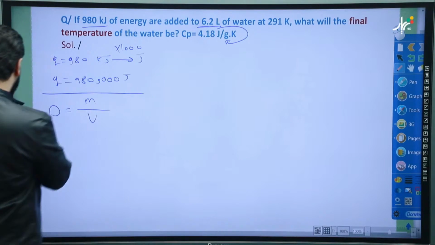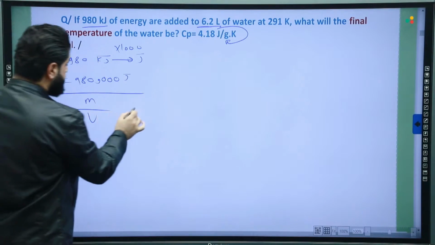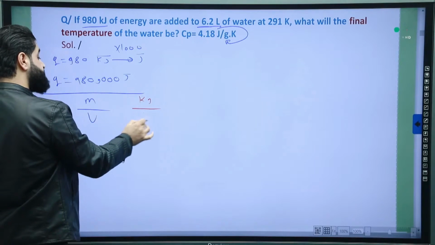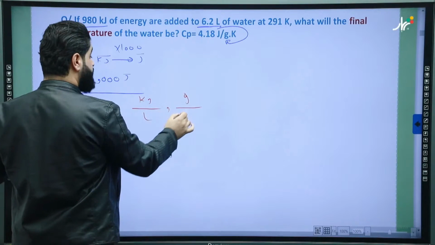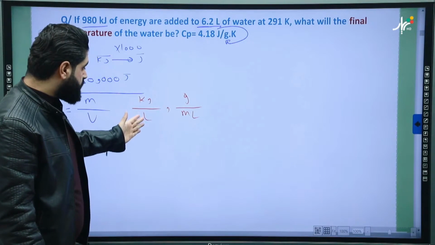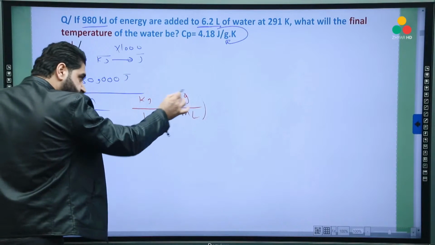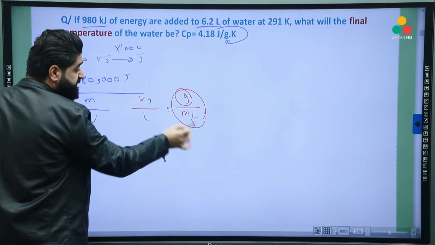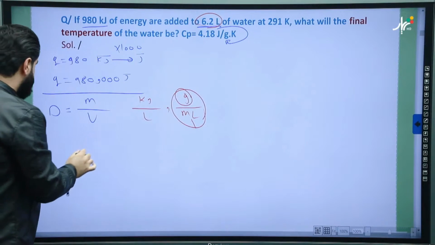And there are different units, we have many, but I'm going to mention the most common ones. If mass is in kilogram, volume must be in liter. Another one, if mass is in gram, volume must be in milliliter. So smaller with smaller, bigger with bigger. We need to get the value of gram, so we must have milliliter. But look, we have liter. So we have to change liter into milliliter.